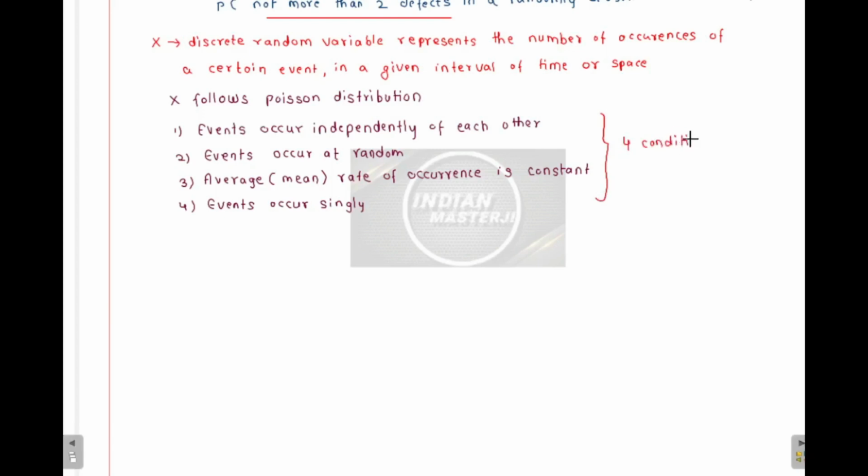In the exam, they ask you these particular conditions, but you will have to give them in the context of the question they have asked. You just can't write that events occur independently, events occur at random, or average rate of occurrence is constant, and so on. You will have to write all this in the context of the question. When we take examples, we'll come to know that.